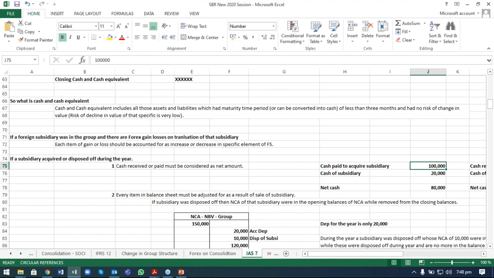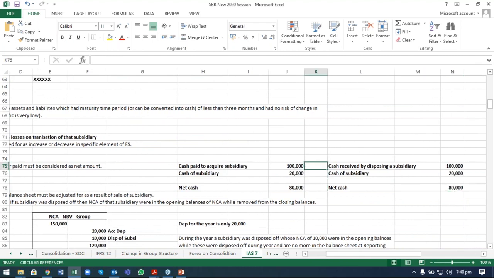But once you have acquired a subsidiary, you have acquired control of the cash which is retained within the subsidiary. So the net loss of control on the cash is 80,000. You have lost control over 100,000 and you have gained control of 20,000 with the acquisition of a subsidiary, that is within the subsidiary. So you need to account for only the net impact of cash within your consolidated cash flows. That's the first idea whenever you have acquired a subsidiary: you need to look into the net position of the cash impact.